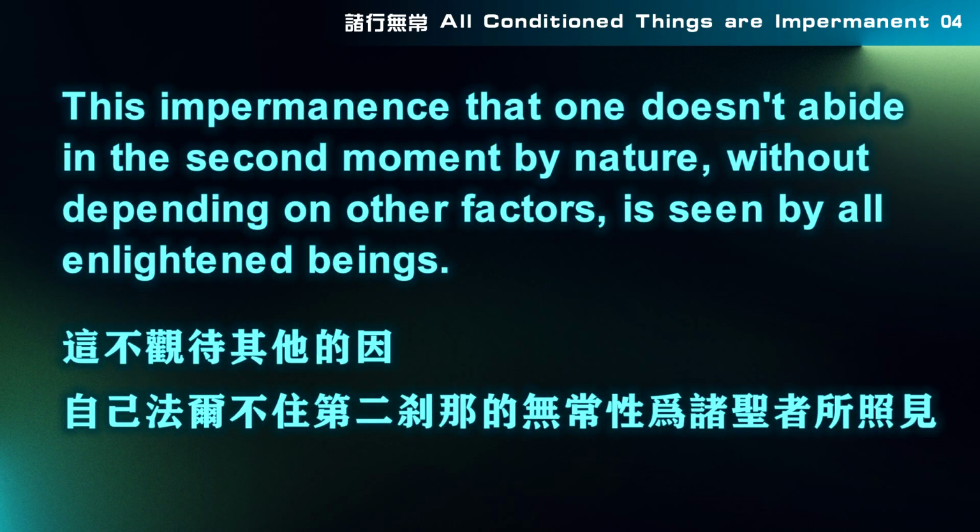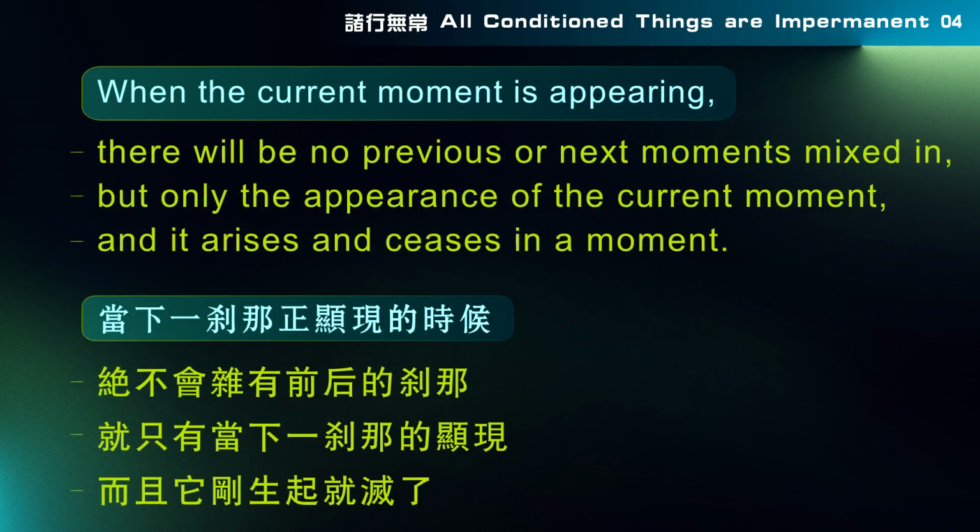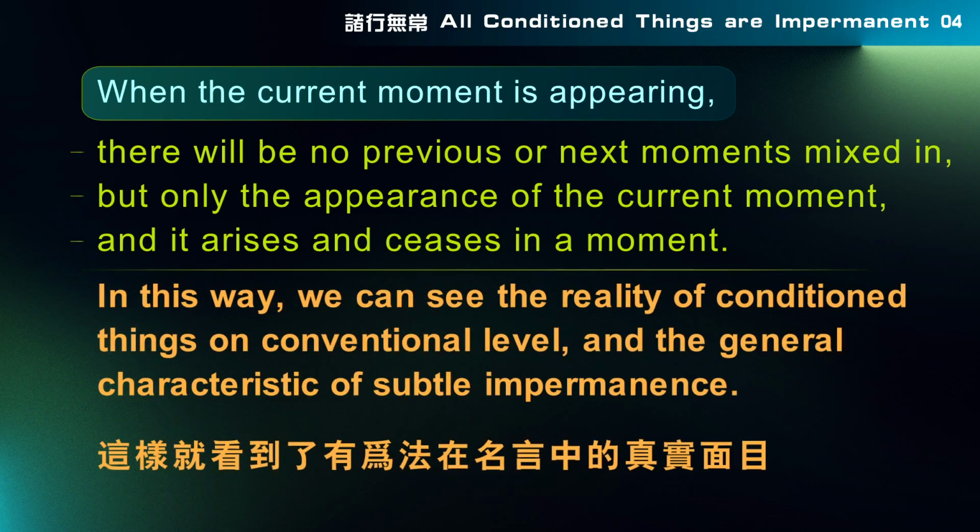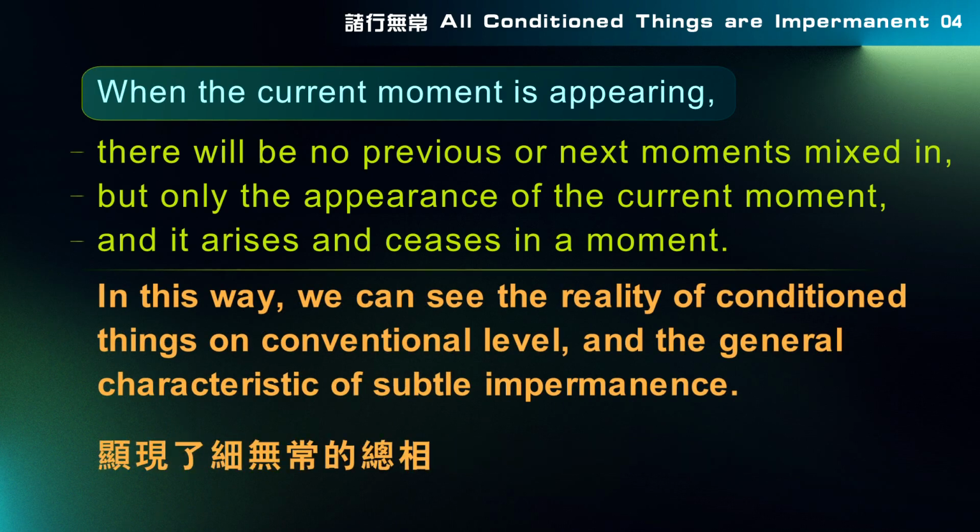This impermanence that one doesn't abide in the second moment by nature without depending on other factors is seen by all enlightened beings. When the current moment is appearing, there will be no previous or next moments mixed in, but only the appearance of the current moment, and it arises and ceases in a moment. In this way, we can see the reality of conditioned things on conventional level and the general characteristic of subtle impermanence.